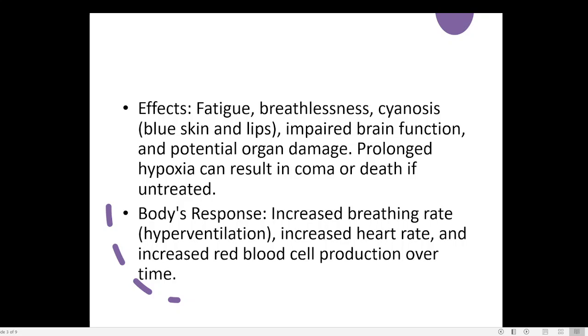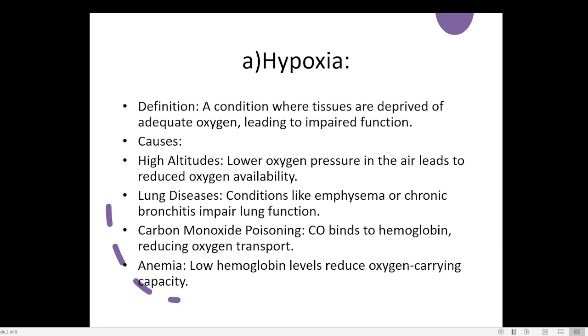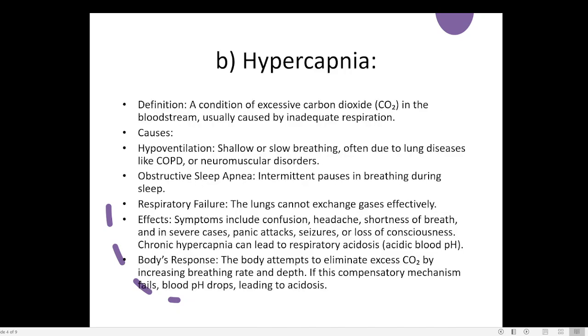That is the purpose of increased RBC count. So this is the idea regarding the different mechanisms by which the body is coping with it. Now we go to the second type, that is hypercapnia.